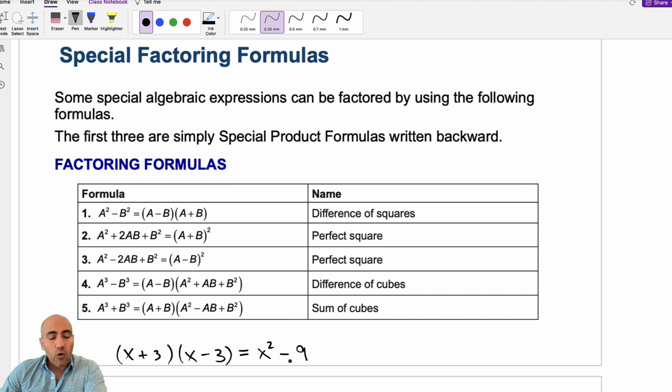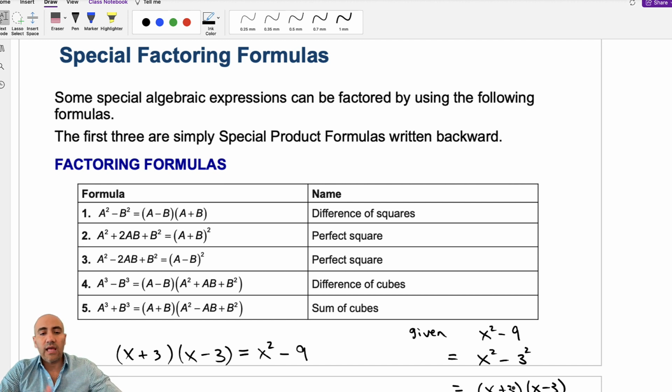But now we want to go backwards. We're going to be given an x squared minus 9, and we're going to be asked to factor it. And then that's when we have to realize that this is actually x squared minus 3 squared, a difference of squares. And then that's when we realize, oh, I remember this pattern. So we just break this down into x plus 3, x minus 3.